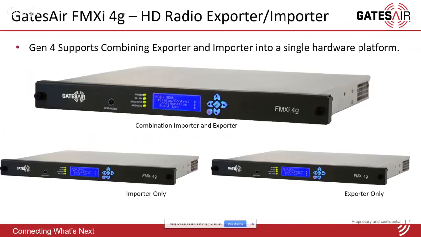So the FMXi itself comes in three different flavors. One of the big differences in the Gen 4 is we're now able to combine both the importer and exporter into a single box. So if your topology supports it, you can have both the importer and exporter in one RU box. Or in some cases, it still dictates some configurations that you have to have a separate importer and exporter. And if that's the case, we can use the very same hardware that we used for the combined option and just configure it with software to support importer functions or exporter functions.